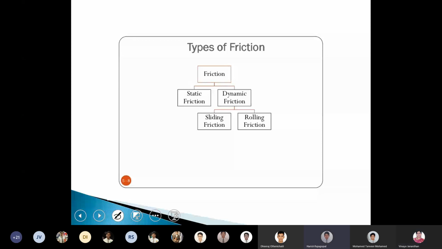So, ma'am, the friction an object experiences when it's not moving is static friction. The friction an object experiences when it's not in motion is called static friction. Yes, yes. We will deal with it in detail. I'm just starting with the introductory part.